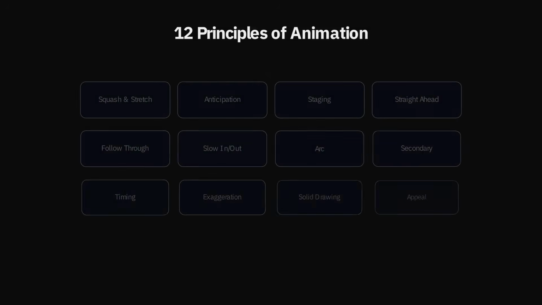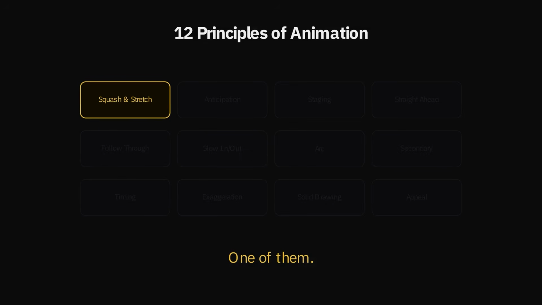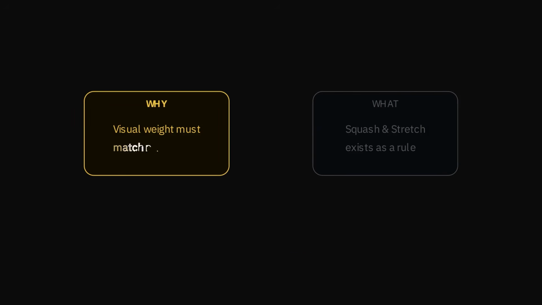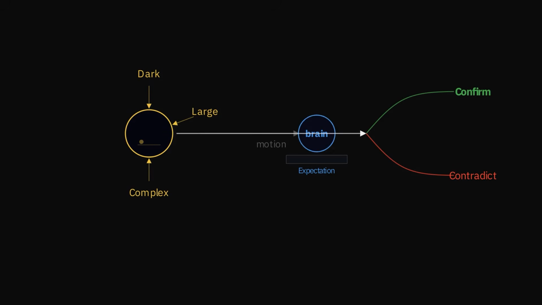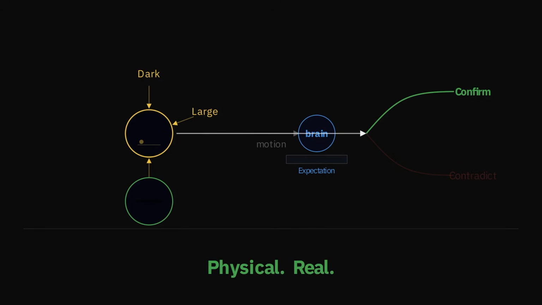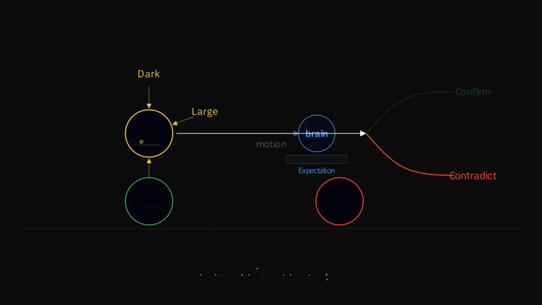You've probably heard of the 12 principles of animation, and one of them is specifically about weight. But understanding visual weight tells you why that principle exists, not just that it does. The visual cues you've set up create an expectation in the viewer's brain. That motion either confirms that expectation or contradicts it. Confirm it, and the animation feels physical and real. Contradict it, and it feels floaty and cheap.